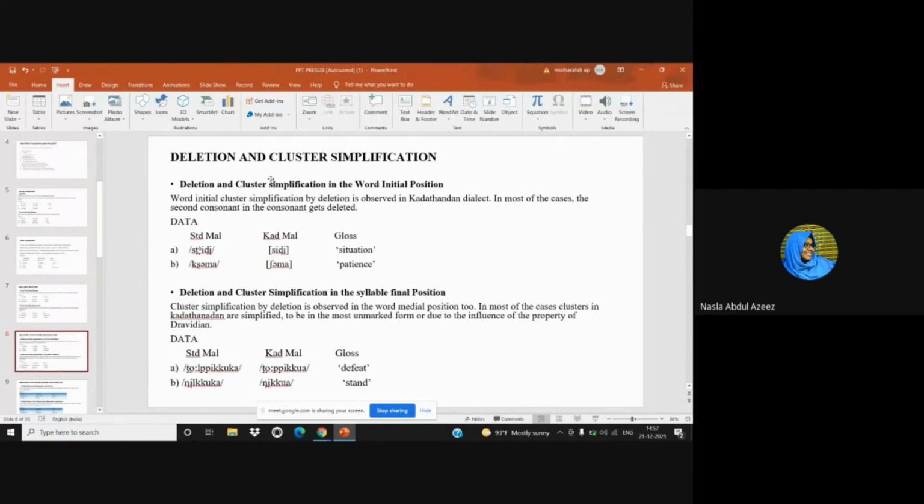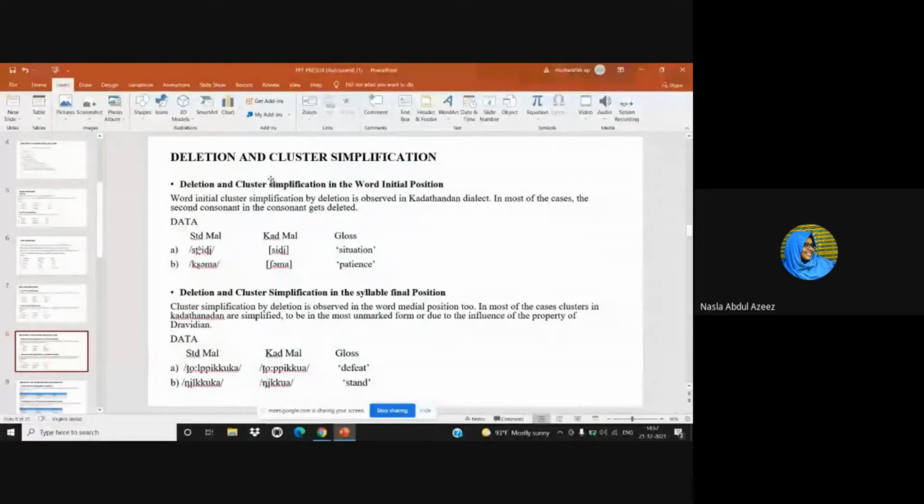The first example is sthiti. Sthiti becomes siddhi in Kadathanadan dialect. The consonant th gets deleted here. Shama becomes shema in Kadathanadan dialect. Here the consonant k gets deleted, and the retroflex sh becomes palatal sh.